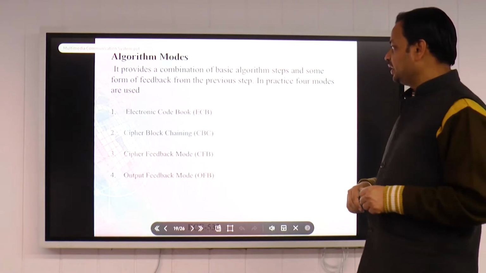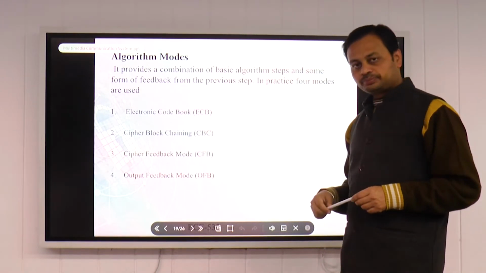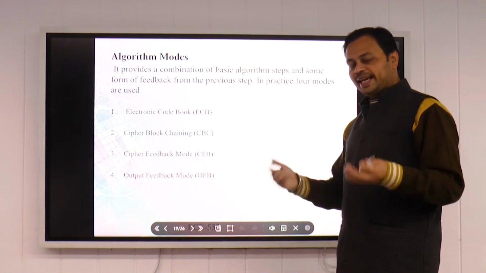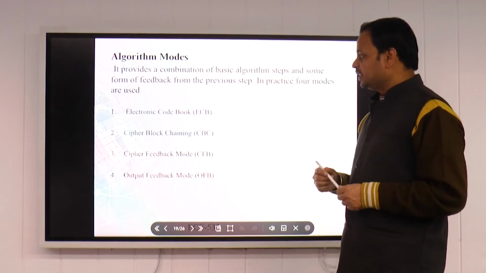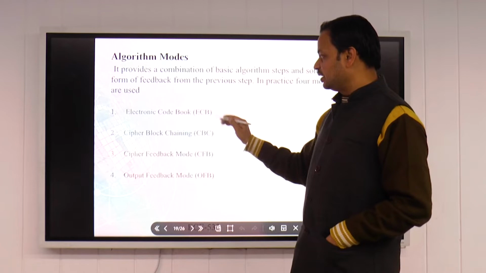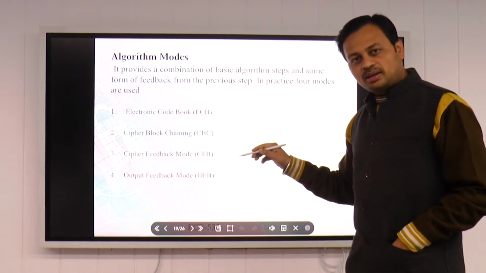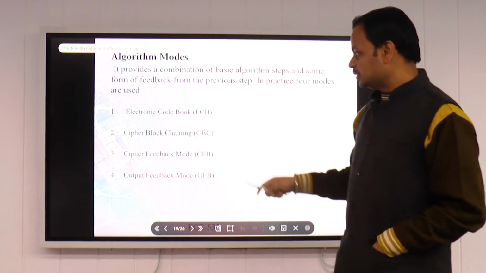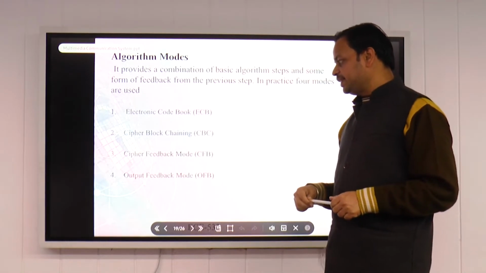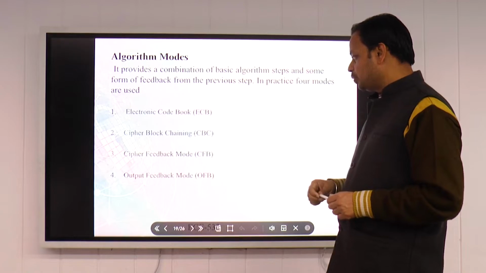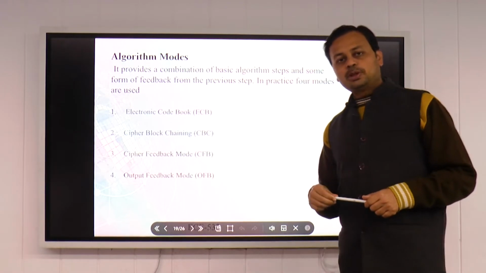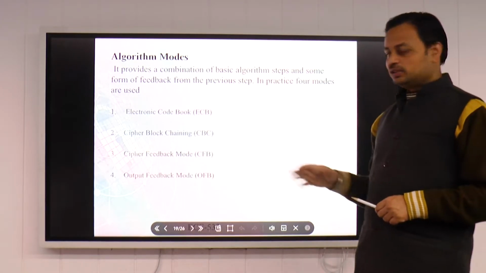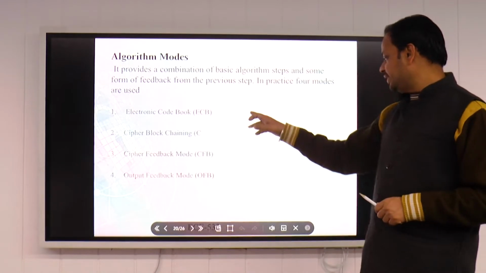Now we need to study various algorithm modes which can help you in avoiding this problem. There are 4 types of methods or modes. One is what we can call electronic code book, cipher block chaining CBC, cipher feedback mode CFB, and output feedback mode OFB. So we'll try to understand all these in detail.